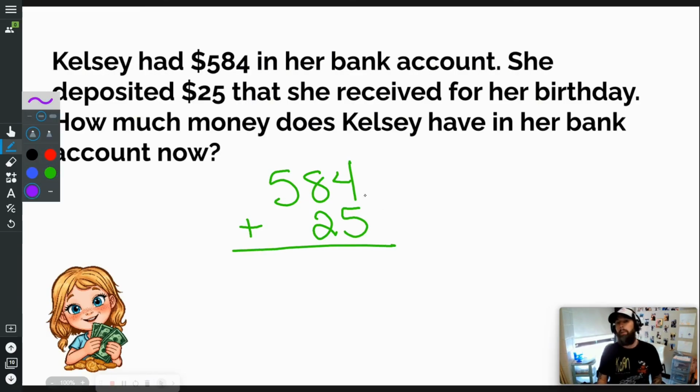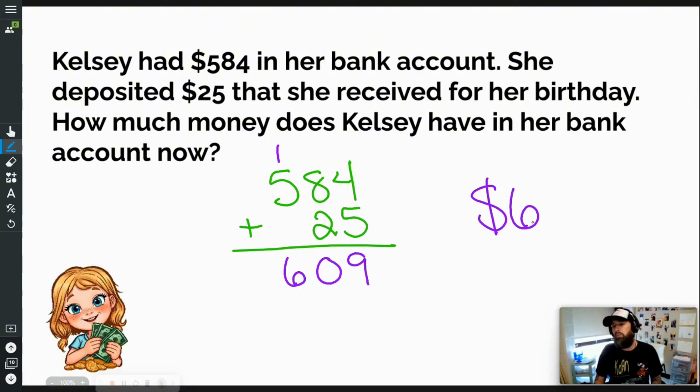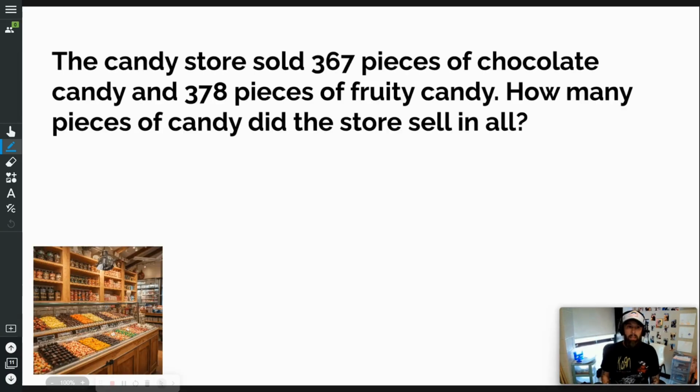Go all the way to the right and start adding those numbers. 4 plus 5 is 9. 8 plus 2 is 10. So write out your 0, carry the 1. 1 plus 5 is 6. 6 plus nothing is still 6. So we have 609 as the number answer. But this is a word problem, and we want to know how much money does Kelsey have in her bank account now. So 609 means $609. And that's the answer for Kelsey and the amount of money that she has in her bank account.